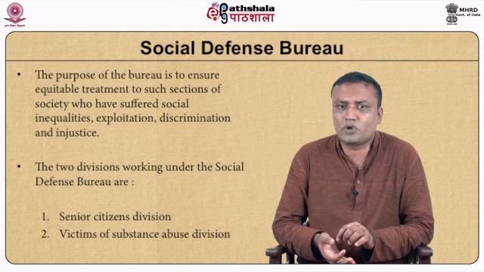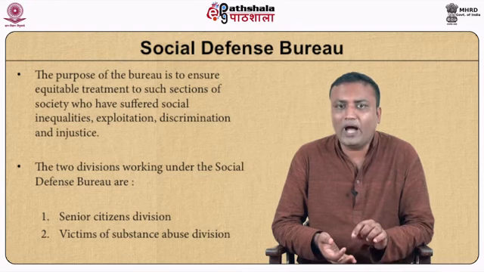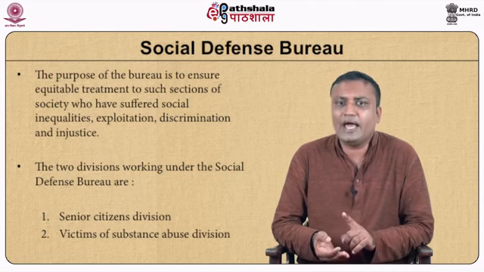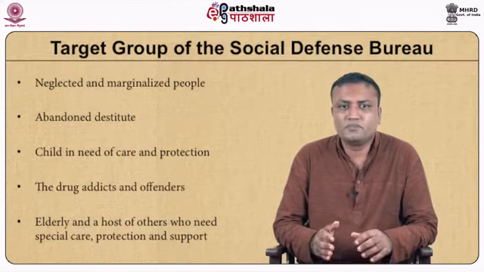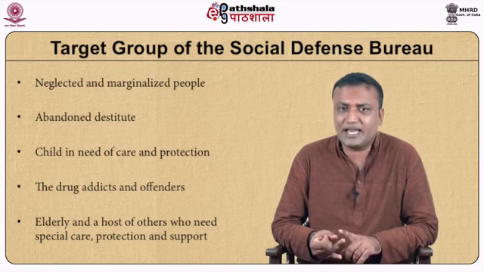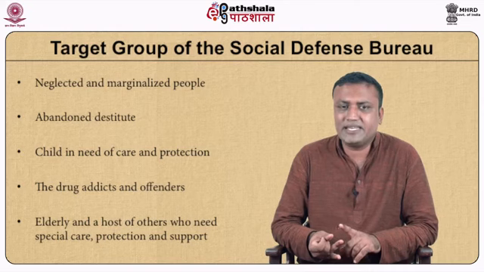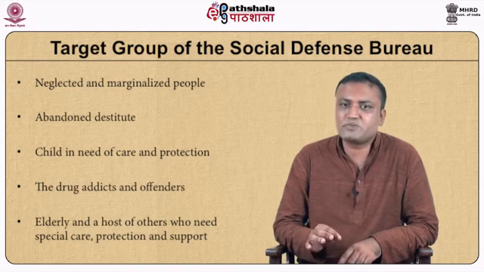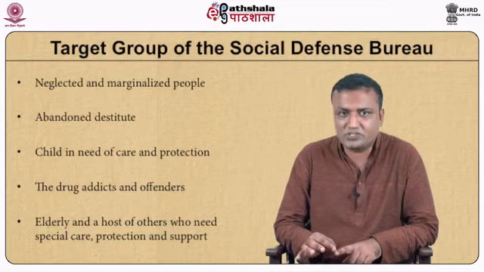The purpose of this bureau is to ensure equitable treatment to the sections of a society who have suffered social inequalities, exploitation, discrimination and injustice. The target groups of Social Defence Bureau. The first target group of the Social Defence Bureau is neglected and marginalized people, abandoned destitutes, neglected and delinquent juveniles who need care and protection, the drug addicts and offenders, and the elderly, and a host of others who need special care, protection and support.